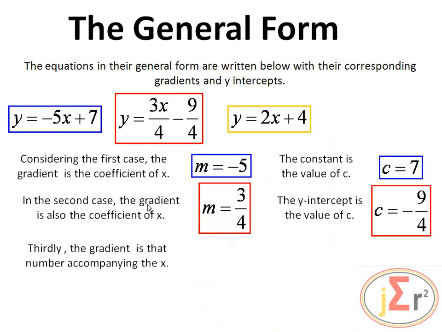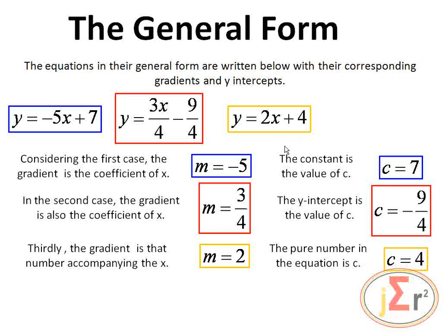The gradient is the number accompanying the x, as usual, which is the x coefficient. That is the gradient. So m is equal to 2. The pure number is the value of c. So c is right there. c is equal to 4.